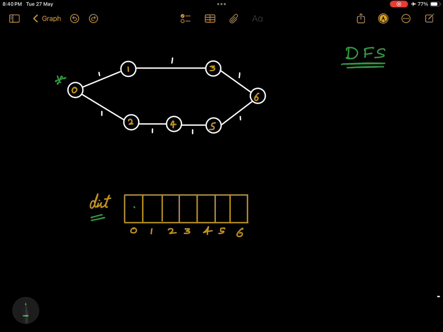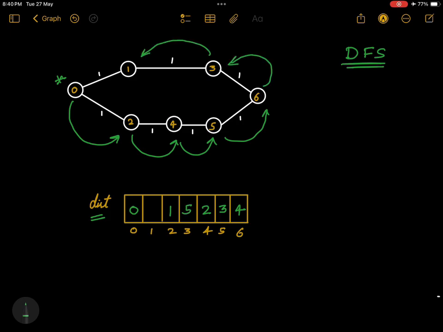So let's see how we're going to do it using DFS. So 0 will be at distance 0. Then we will move to 2, it will be at distance 1, and 4 will be at distance 2, and similarly we will fill our distance vector. Okay, now look here, it is wrong because the node number 1 will be at a distance 1 from the node 0, right? So there is something missing.